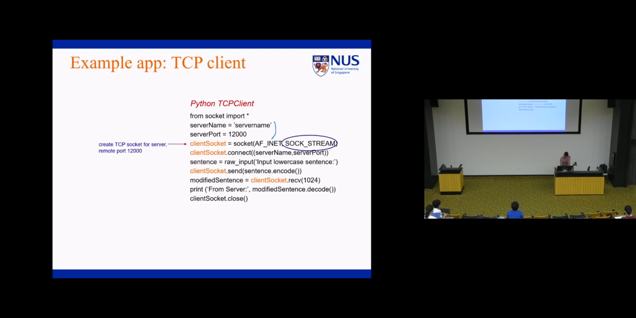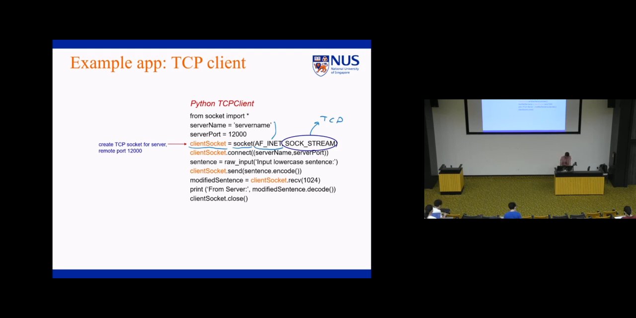The client socket now instantiates a socket object with the name clientSocket. Now, we are still using IPv4, AF_INET, but this indicates this is a TCP socket, SOCK_STREAM. Instead of SOCK_DGRAM, or datagram, in the case of UDP, now we have SOCK_STREAM.